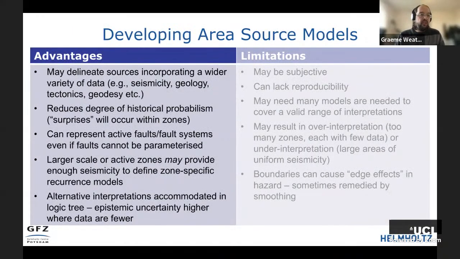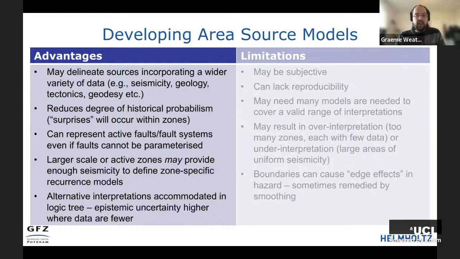They have advantages, so they allow us to delineate sources incorporating a wider variety of data: seismicity, geology, tectonics, geodesy, more than just the one data set from seismicity. And they reduce the degree of historical probabilism. So you can make interpretations based on longer scale geology and tectonics rather than just the observed seismicity. They can even be used to represent or characterize active faults or fault systems if the faults themselves can't be fully parameterized for what we need in PSHA.